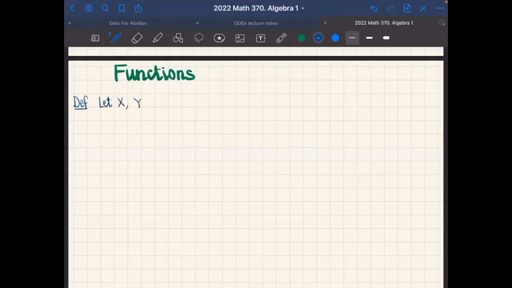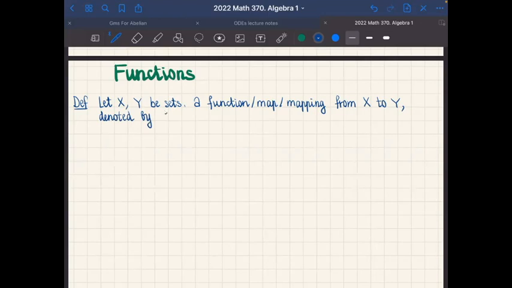If X and Y are sets, then we say that a function, also called a map or mapping, from X to Y, we denote it by f, X arrow to Y, or we can also write f over the arrow. So this function is defined as a subset inside X cross Y.